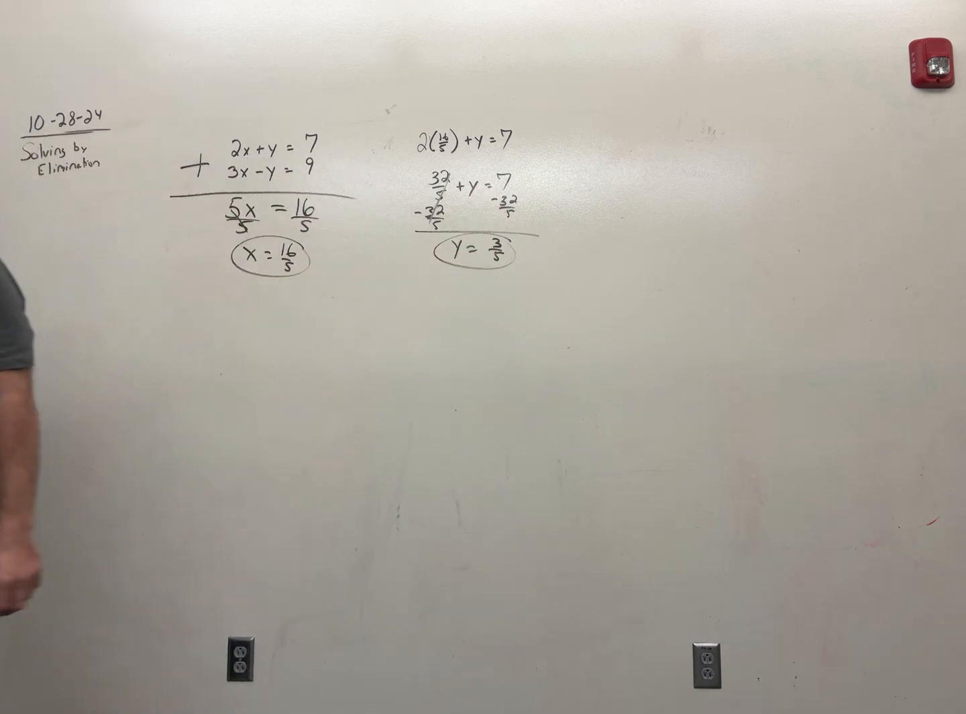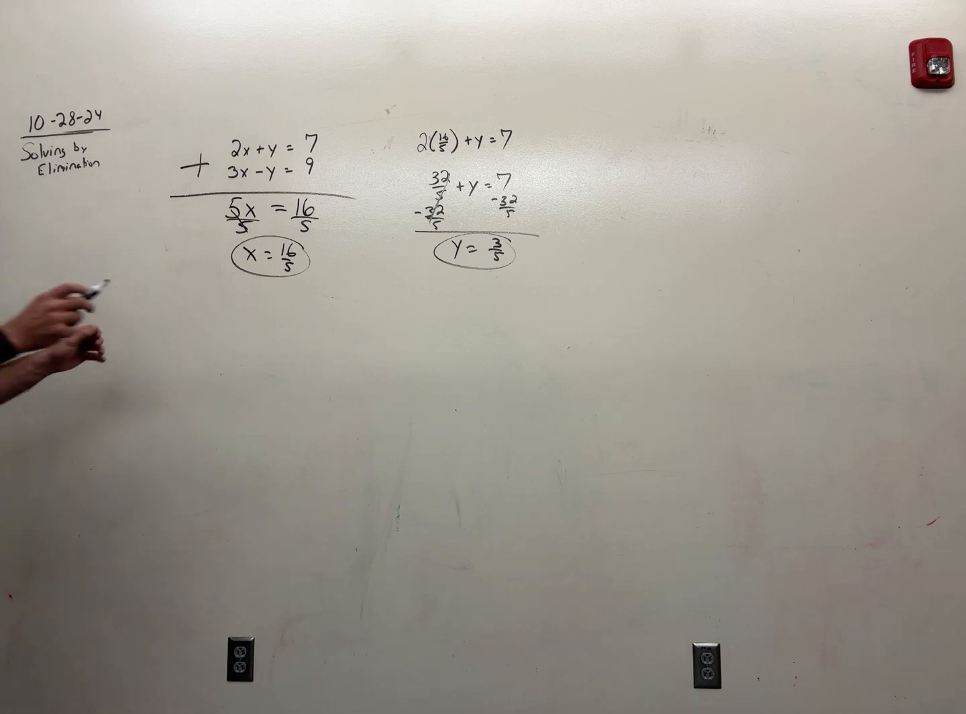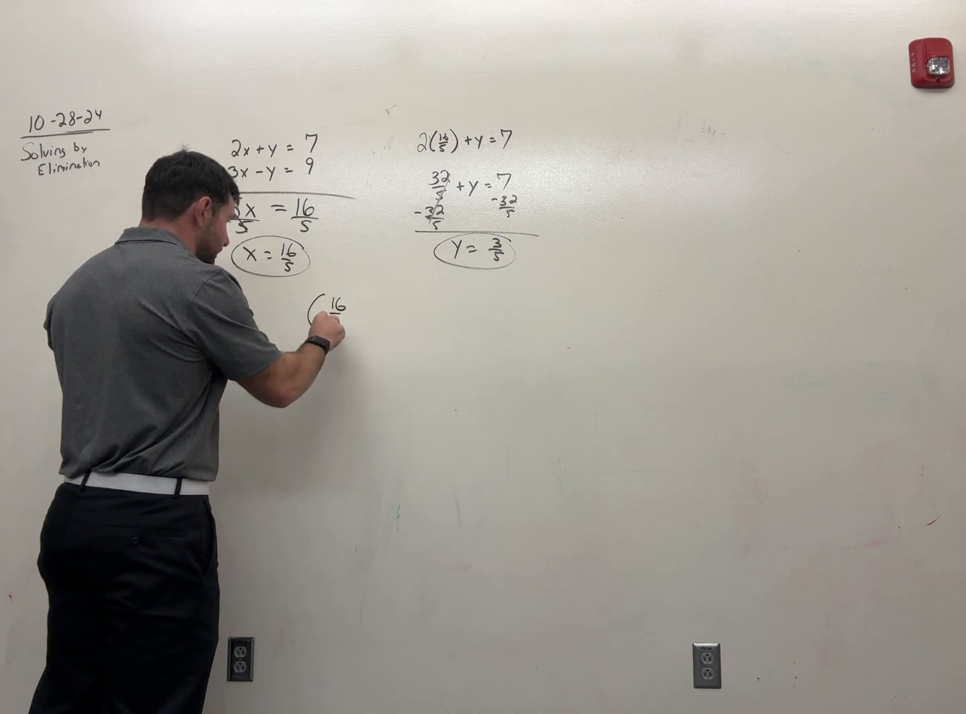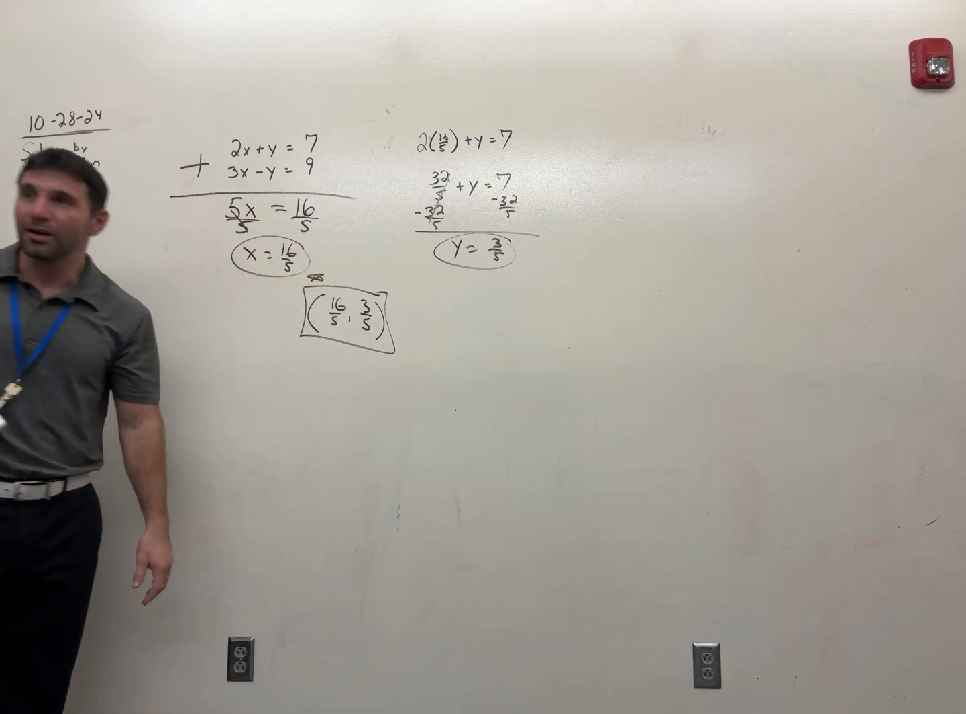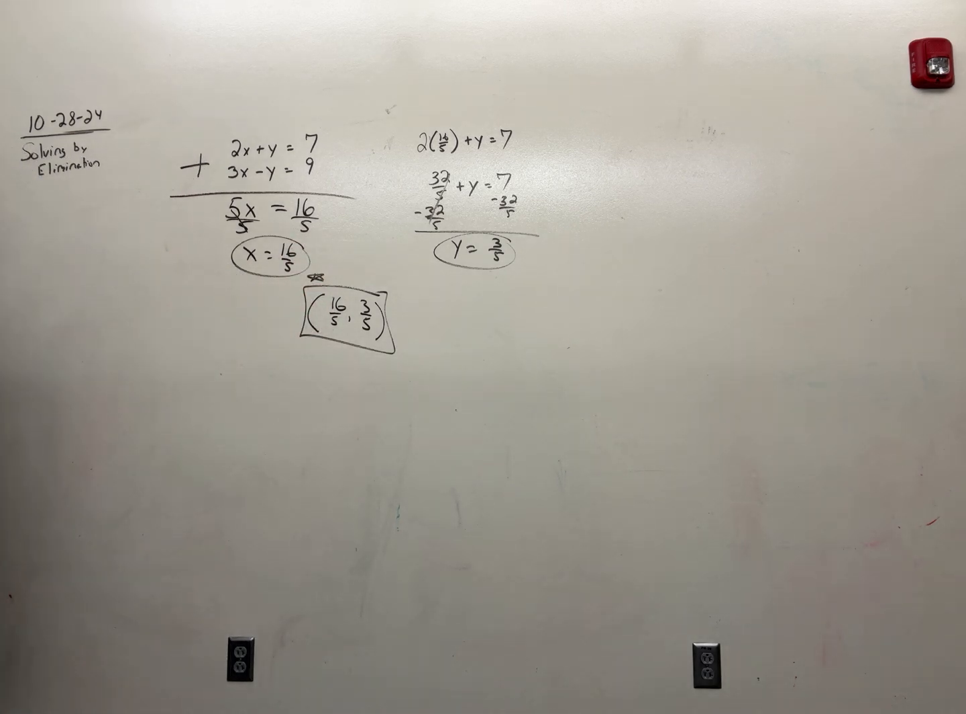Somebody do 7 minus 32/5 on the calculator or check it for me. I'm pretty good at math though. I'm pretty sure that's what it should be. I'll wait till you guys get your calculators to check. So do 7 minus 32/5 on the calculator. Yep. So now my answer is 16/5, comma 3/5. I love elimination. Was that hard?